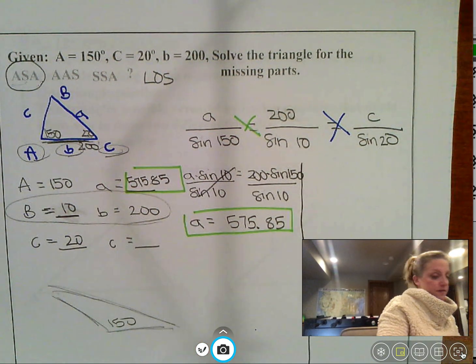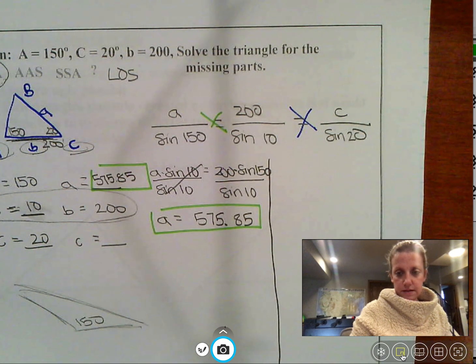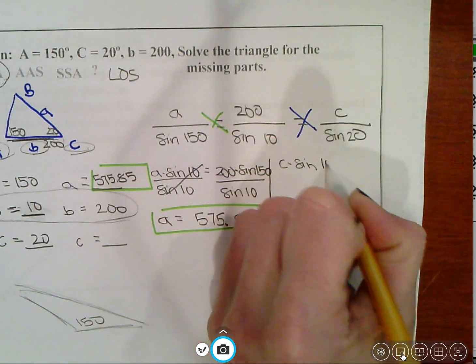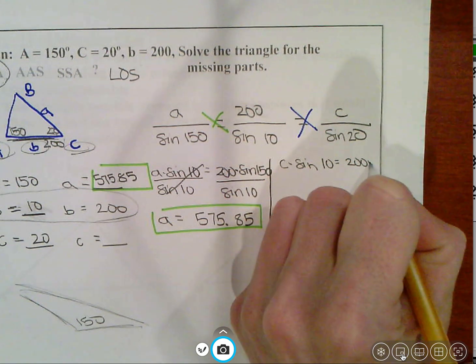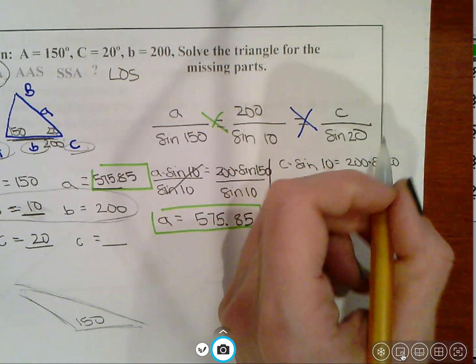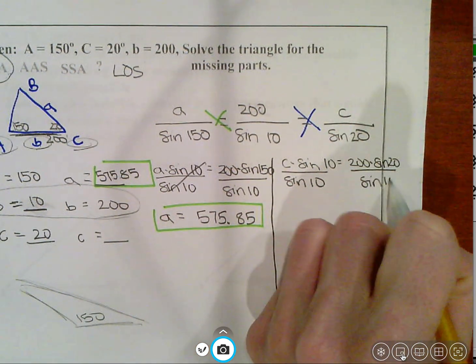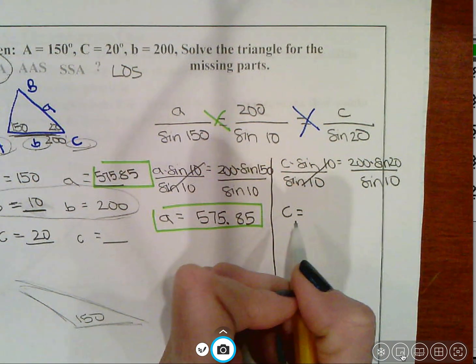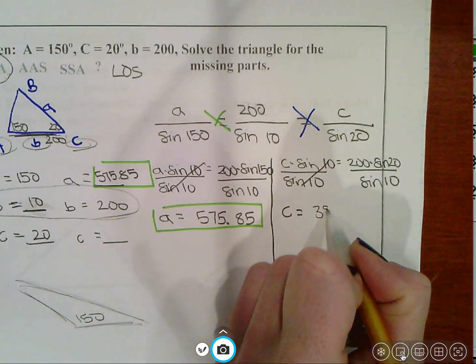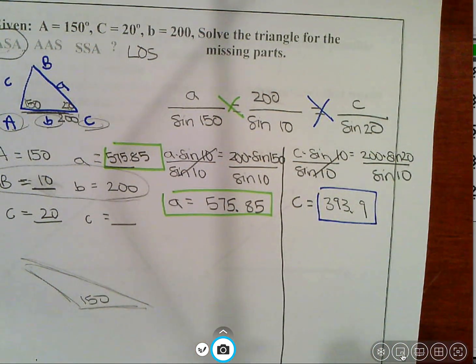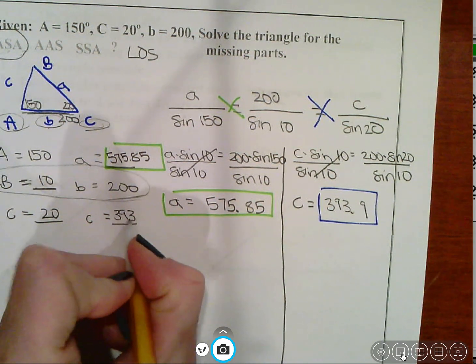All right, now let's do the work for side length C. So we'd have C times the sine of 10, and then 200 times the sine of 20. Divide both sides by the sine of 10. Those cancel, and I'm going to save you some calculator time. We get a side length of 393.9, which again, 393.9 right there.